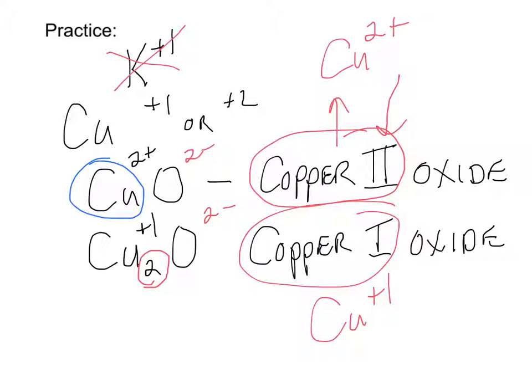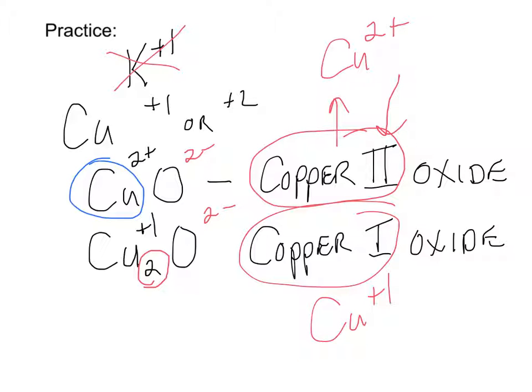Let me get rid of some of this up here, and we'll clean off some of my board. We'll do one more to give some practice, but this time we're going to use a polyatomic ion. So let's take a transitional metal that can have many different charges, and a very common one is manganese. We'll combine it with the polyatomic ion sulfate.